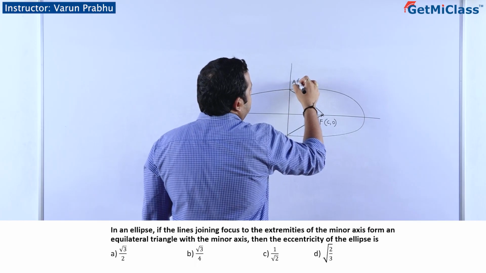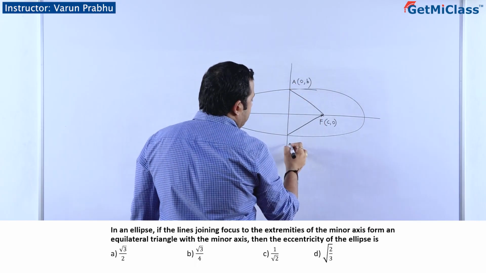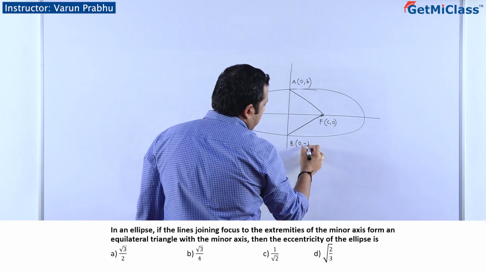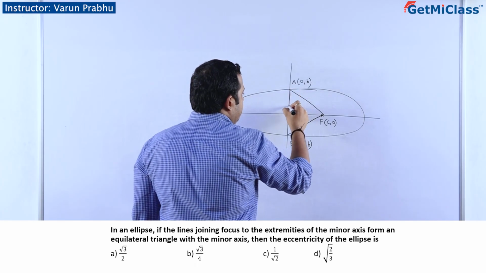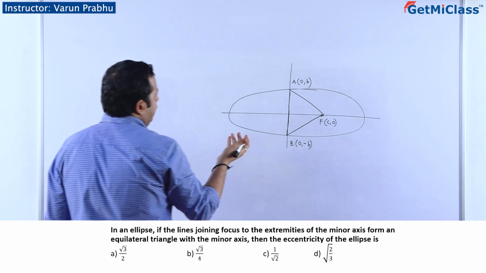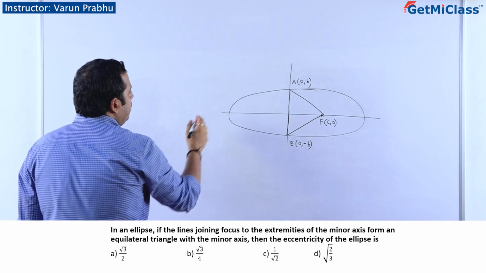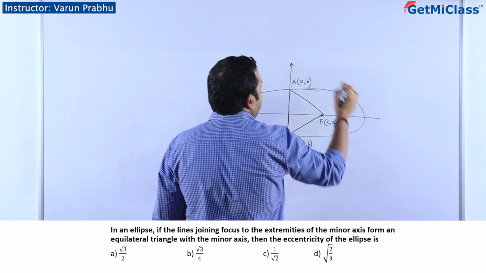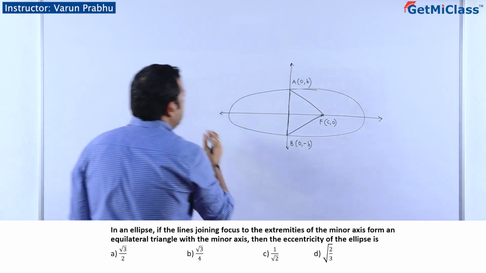Let me consider this is the point 0, B, and this is the point 0, minus B. It forms an equilateral triangle. So this triangle ABF is a triangle for that matter. Now the question is asking you to calculate the eccentricity of this particular ellipse. So what is the eccentricity?